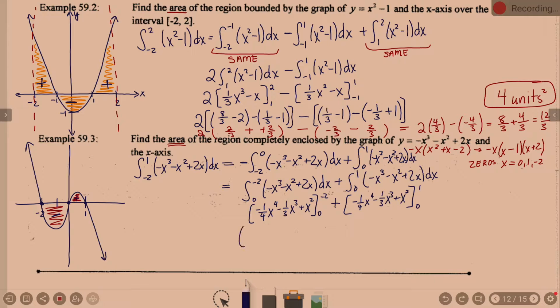-2 to the fourth. It's going to be a positive, and 2 to the fourth is 16. Divided by 4 is 4. With a negative out there already is -4. Right? Minus -2 to the third is going to be -8. With a -1/3, so I'm going to say plus 8/3. And plus x squared, so plus -2 squared, so plus 4. That's plugging in the -2.